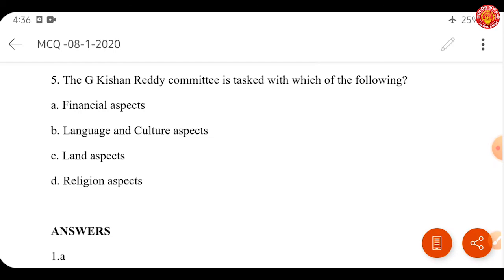The center has decided to form a committee to protect the language, culture, and land of Ladakh and ensure citizens' participation in the Union Territory's development. The committee will be headed by the Minister of State for Home G. Kishan Reddy and will include elected representatives from Ladakh, the Ladakh Autonomous Hill Development Council, the central government, and the Ladakh administration. Ladakh is a region that is administered by India as a union territory and constitutes a part of the larger Kashmir region. So that is all about the multiple choice questions for 8th of January.